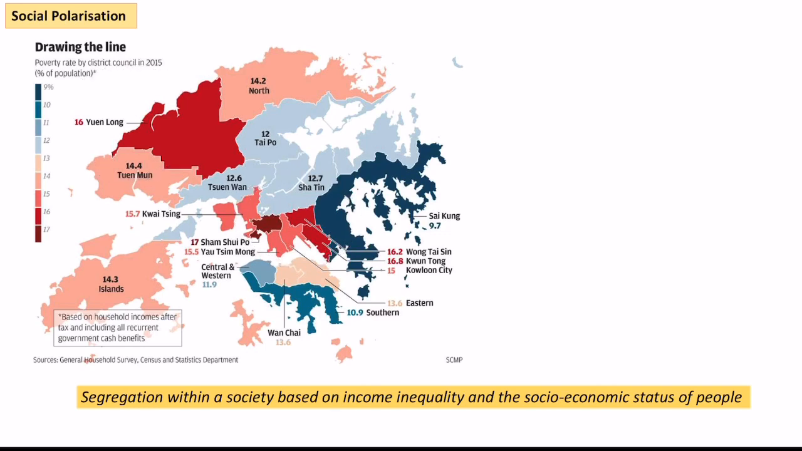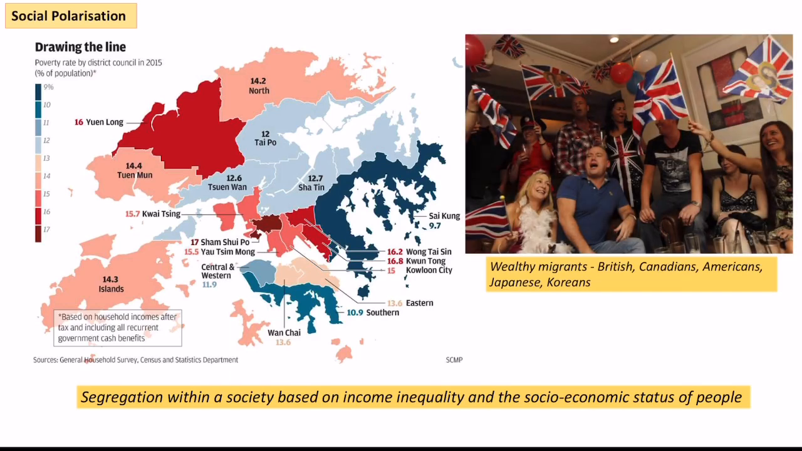However, at the other end of the scale, you would get people we would call expats, wealthy migrants like British, Canadians, Americans, Japanese and Koreans. These would be working in the commercial and financial centres of the city, and therefore they would live in places like Central and Western. So we get this real divide between the rich and the poorest, and they are separated out into different areas of the city.